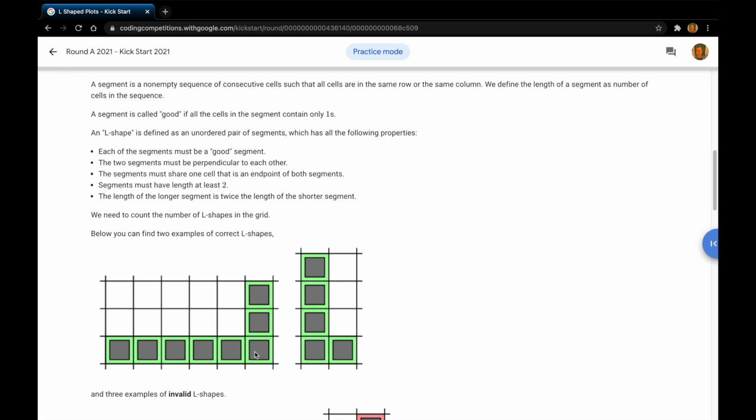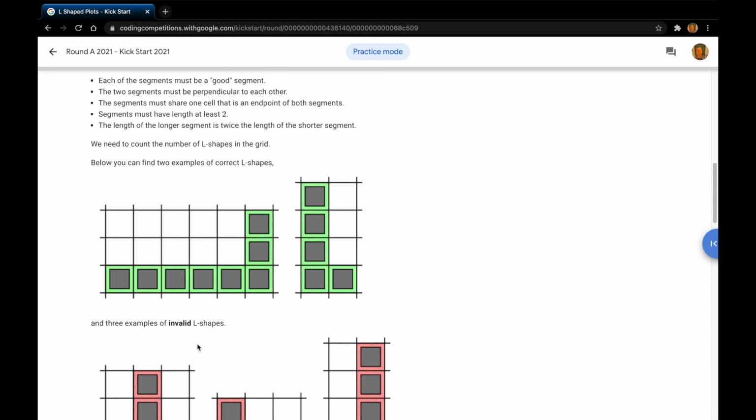There should be a shared cell, and that shared cell should be an endpoint of both the segments, and the segments must have length of at least 2, and the length of the longer segment is twice the length of the shorter segment. So if the length of the shorter segment is 2, then the length of the longer segment would be 4, and if it's 3, then 6, 4 then 8, 5 then 10. So these are the valid pairs of shorter segment and longer segment respectively.